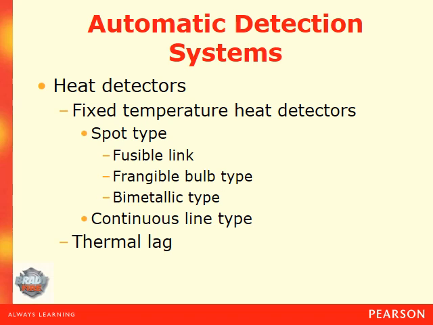The continuous line type is basically a metal that is insulated and runs throughout, say, a warehouse. And then when the temperature gets so hot, the metal inside that tubing will melt, breaking the connection, thus causing an alarm to go off. The problem with this type of system is the thermal lag time, basically the time it takes for the system to heat up and melt and activate prior to notification of first responders.